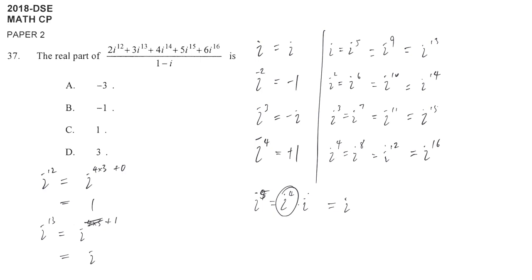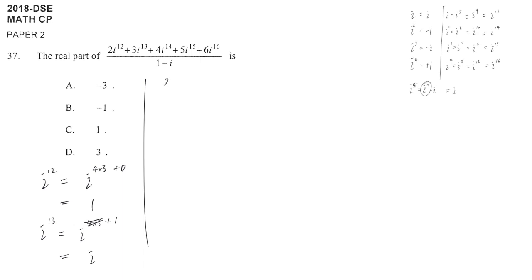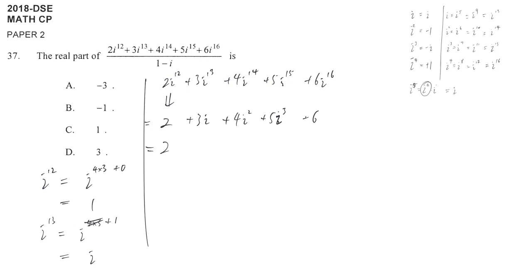So to simplify this calculation: 2 i power 12 plus 3 i power 13 plus 4 i power 14. This will become 2, this is 3i, this is 4i squared. And then this one gives you i power 4, that means just 1 again. And then this is 2 plus 3i. i squared means -1, and i power 3 means -i.